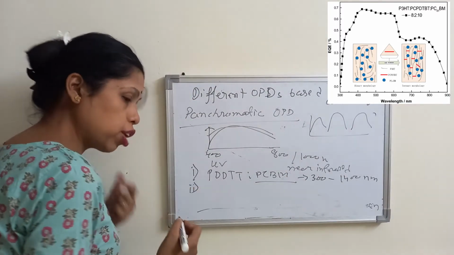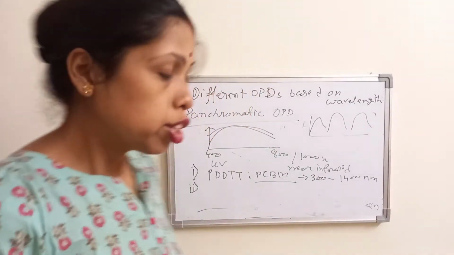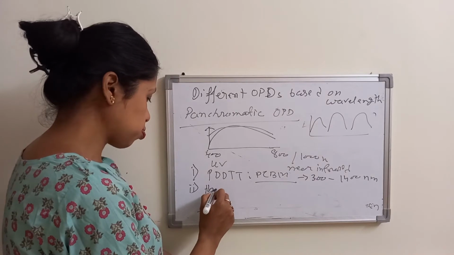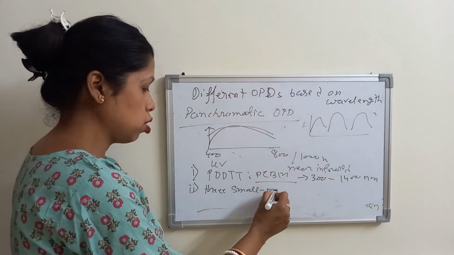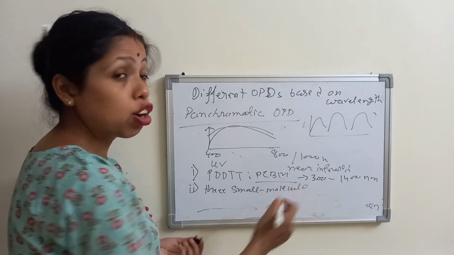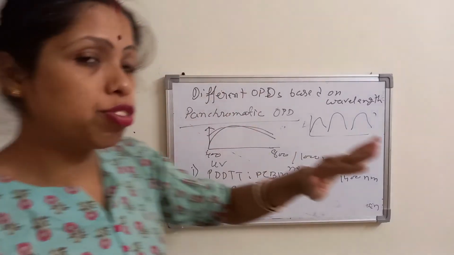Apart from this, we can also get a broader spectral response by using small molecules. Three different kinds of small molecules were used, that is, phthalocyanine-based small molecules. All are deposited on top of each layer of the stack.